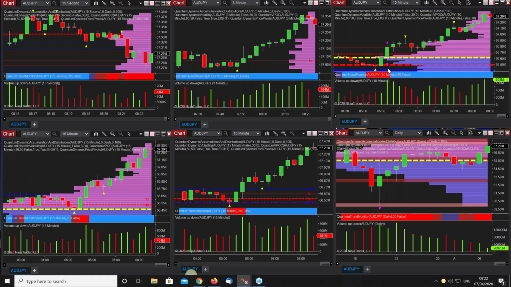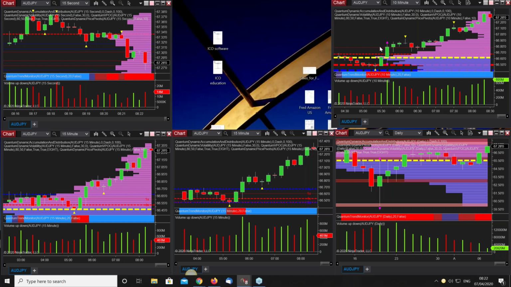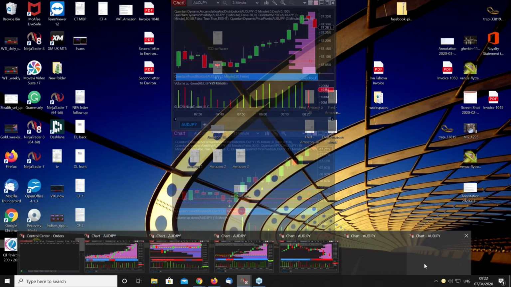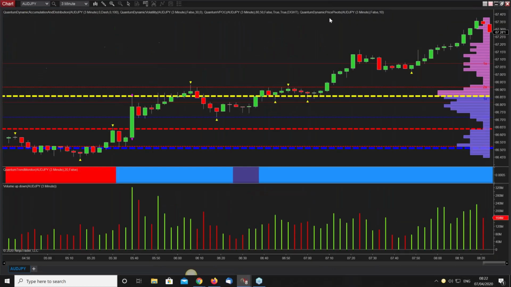Just seeing that little pullback there on the Renkos. We're just seeing it here. Just pop that up. There we go. Oops, sorry, it's disappeared. Where's that gone? Lost that one. There we are. That's back again. Pop that up full size. There we go.